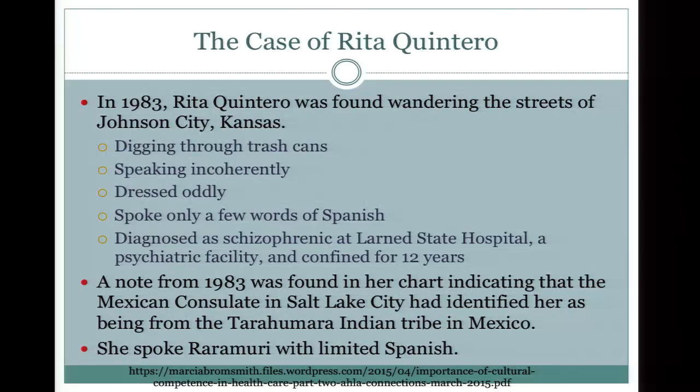Because what happened is if they even used an interpreter, which in 1983, I'm going to say probably not very likely, right? They probably assumed that she spoke Spanish, and since they couldn't communicate with her, she must be mentally ill, right? So she was confined for 12 years, and they were finally able to secure her release. But what's really sad about this case is when they were looking through the medical notes, they found a note back from 1983 from the Mexican consulate, which said that this woman fit the description of someone from Mexico who was from the Tarahumara Indian tribe. So she spoke Raramuri, but very limited Spanish.